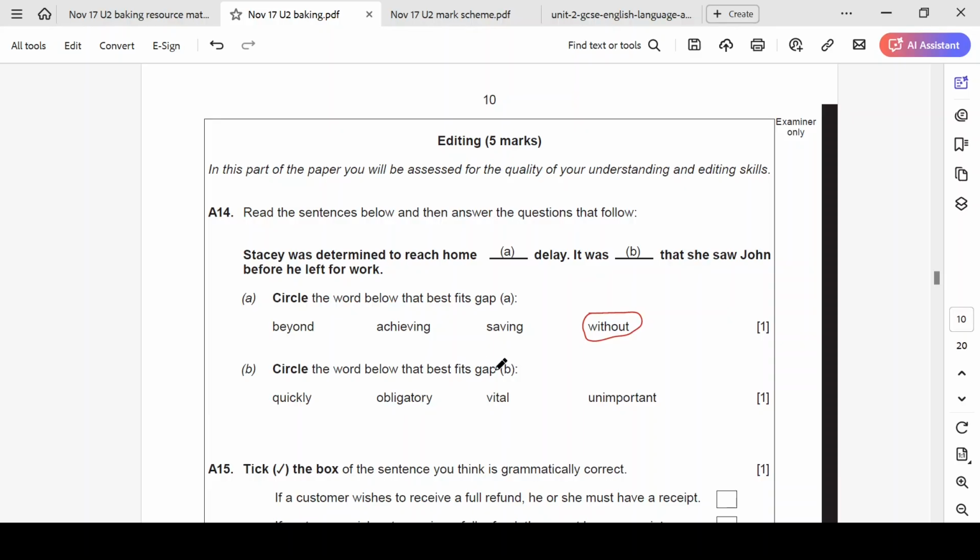Circle the word that best fits gap B. So she's determined to reach home without delay. So she's in a hurry. She doesn't want to delay. It was something that she saw John before he left for work.